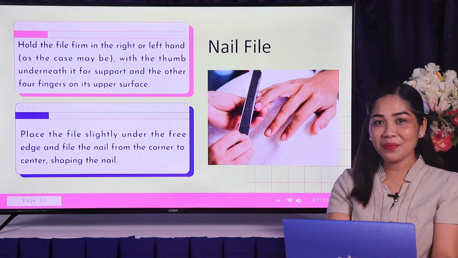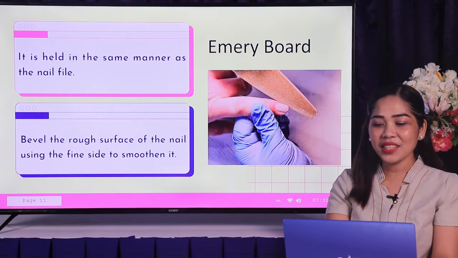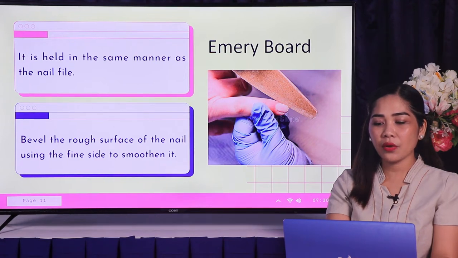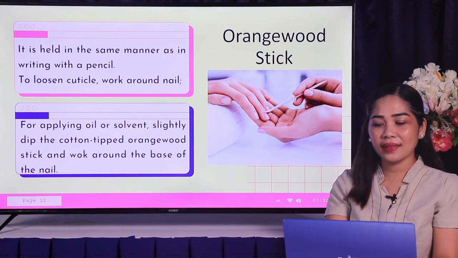Were you able to follow the procedures? Very good! Another tool is the emery board. It is held in the same manner as the nail file. Bevel the rough surface of the nail using the fine side to smoothen it. Next, we have the orange wood stick. It is held in the same manner as in writing with a pencil.